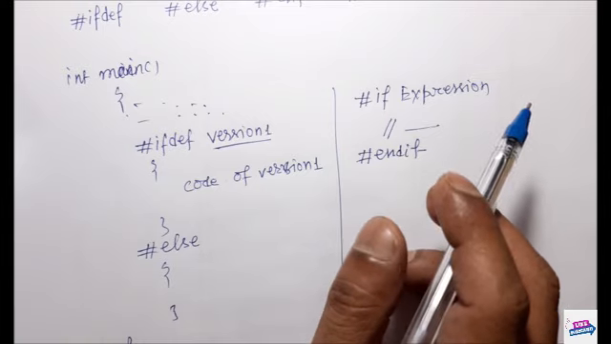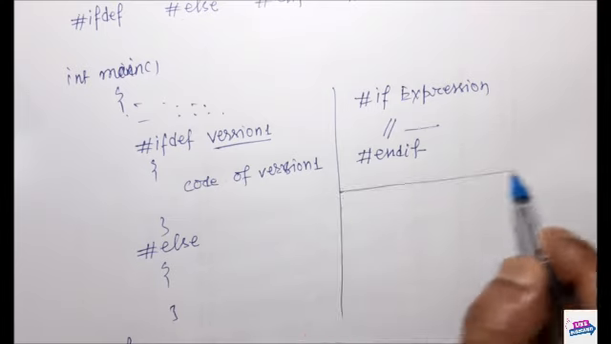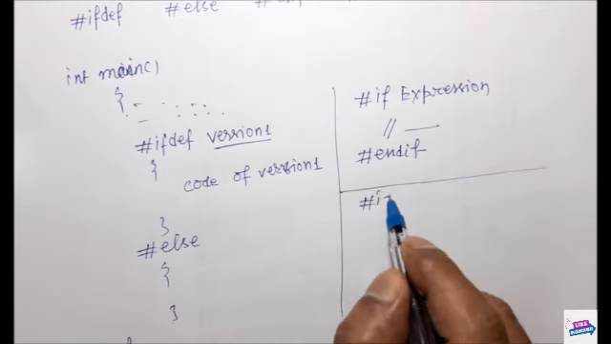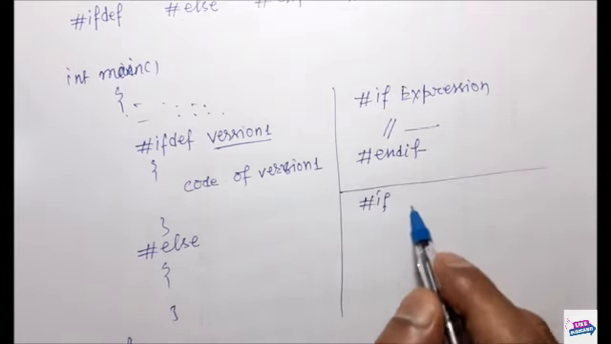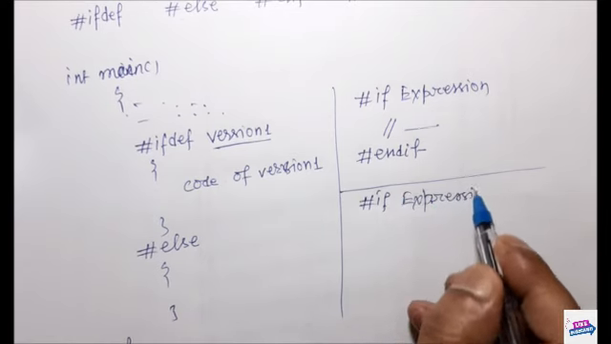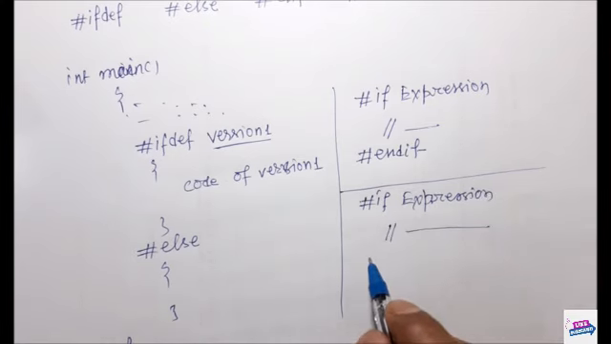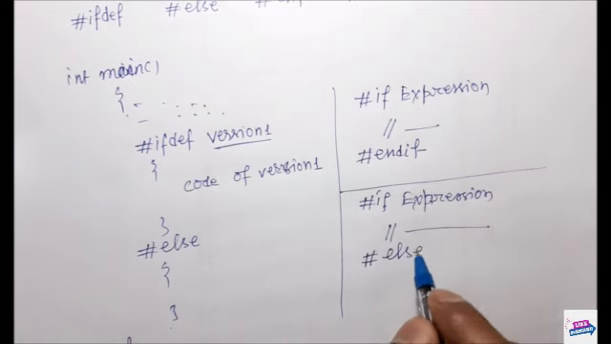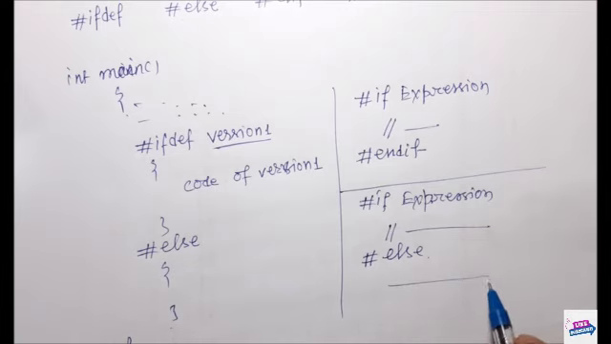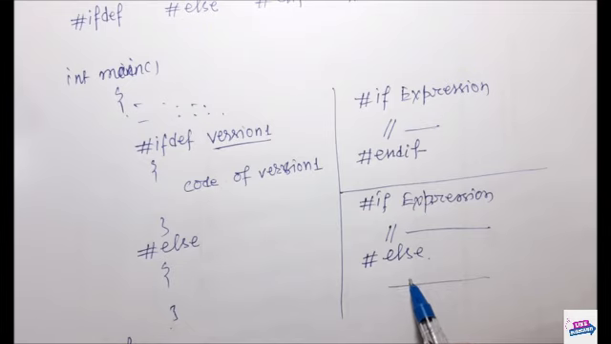So we can write #if, #else, #endif in this way, right? We write #if, then the expression, then the code if the condition is satisfied, and #else, and if the expression is false, then the else part will be executed, and we write #endif.